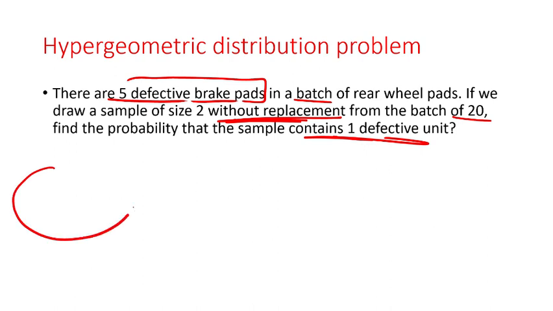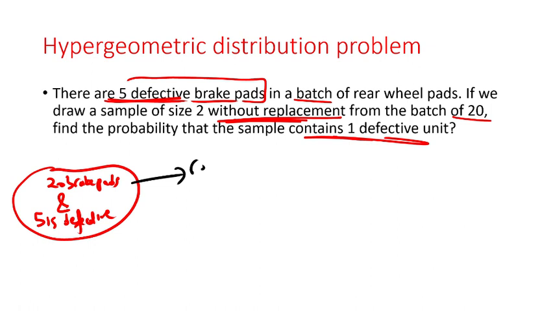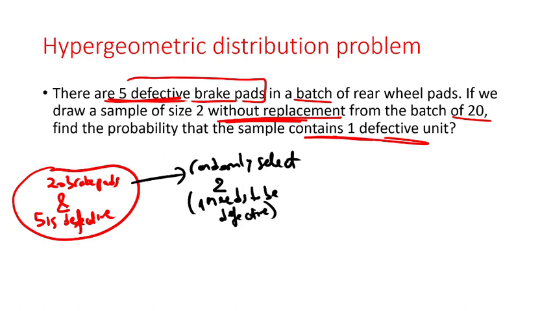Let me tell you what it looks like. I have 20 brake pads and 5 are defective. It says that 5 are defective out of 20. And then we randomly select 2, and of these 2, exactly 1 needs to be defective. What is the probability? Find the probability.